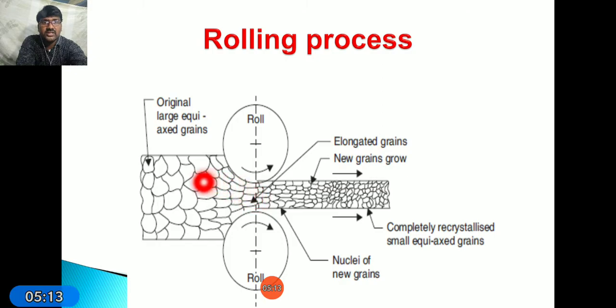First it is the workpiece, and this is after finishing the rolling process. Observe here, before the rolling process the grains are very large in size and equiaxed. After completion of the rolling process, what happened here? The size of the grains is reduced and equiaxed grains are formed. Here observe the formation of new grains; the nuclei of new grains will be formed after completion of the rolling process. Okay, that is about the rolling process.